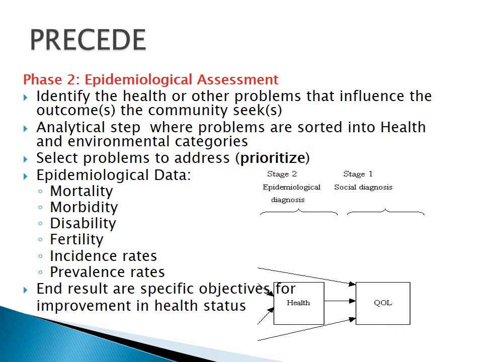In the second phase, the epidemiological assessment phase, we want to identify the health problems or any other problems that influence the outcomes that the community is seeking. Epidemiological assessment is an analytical phase, so we're going to want to separate the health and environmental factors into separate categories and then prioritize them and address the problems that way. Some areas where we can get epidemiological data include incidence rates, prevalence, fertility, and mortality rates, and our end result is specific goals to improve health status.